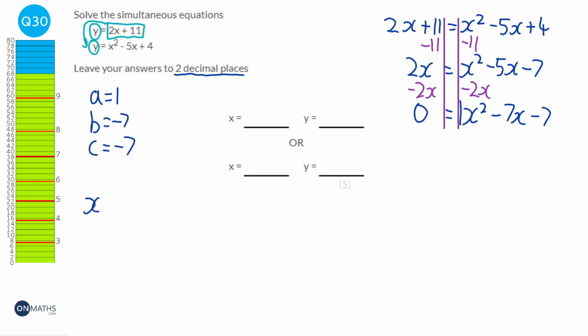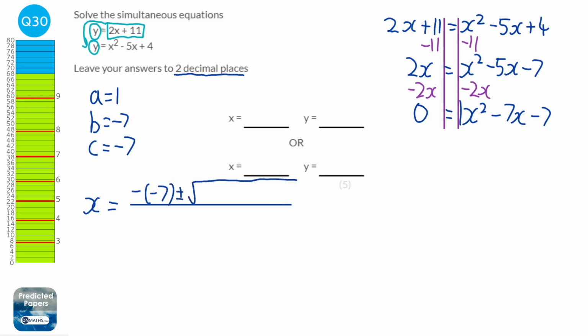So we write out the quadratic formula. So x equals minus b, and always put them into brackets. So minus 7 plus minus the square root of b squared. So in brackets minus 7 squared minus 4 times a, which is 1, times c, which is minus 7. And all of that over 2a, so 2 times 1.